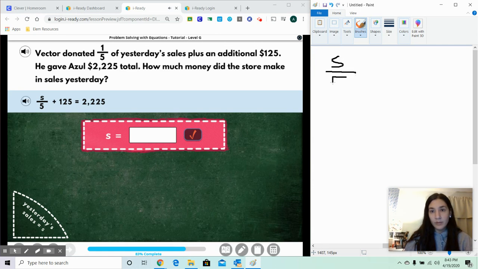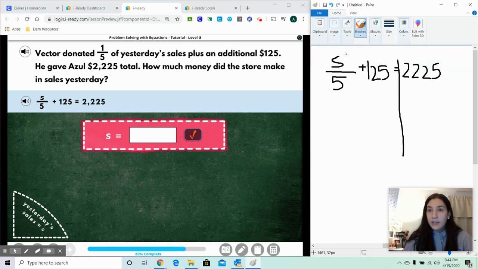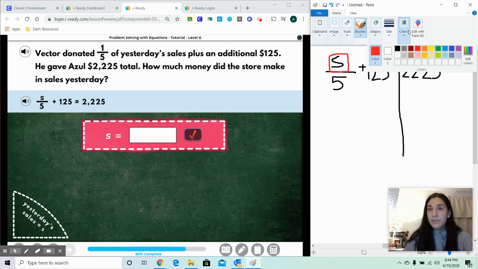2,225. Okay, so we have S over 5 plus 125 equals 2,225. Right away, draw our scale line. I'm going to just quickly highlight our variable that we're trying to isolate.